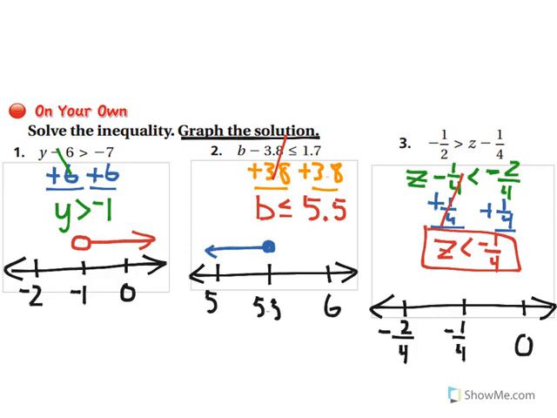And so now I'm going to go ahead and graph my solution here. So since it is less than, it's going to be an open circle. And since z is less than, and the arrow is pointed to the left, and the z is on the left-hand side, I can go ahead and draw my circle and my line going to the left. Okay? Hopefully that makes some sense to you. Hopefully you did pretty well. Let's go ahead and move on.